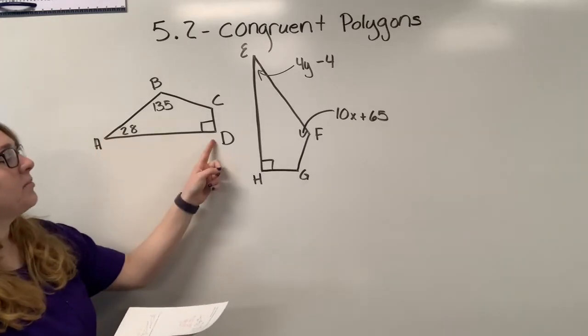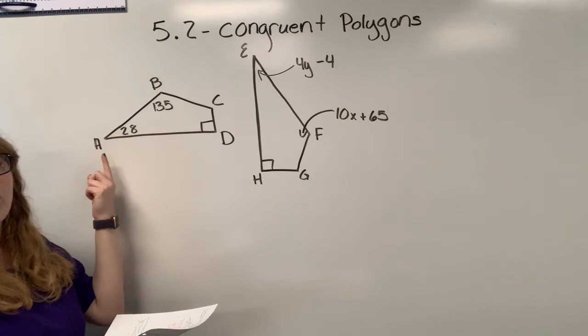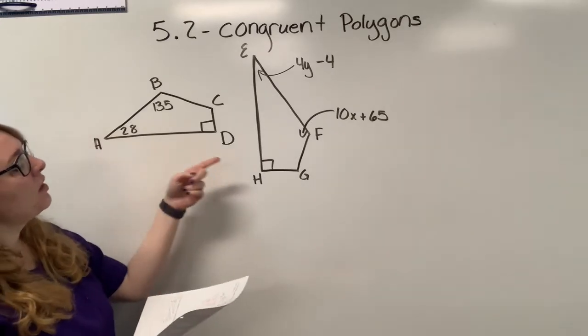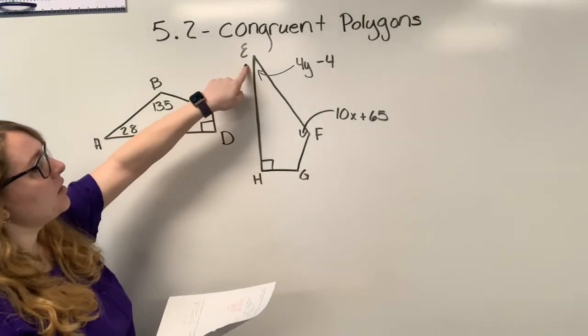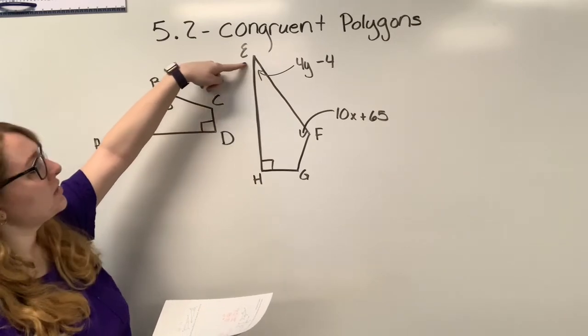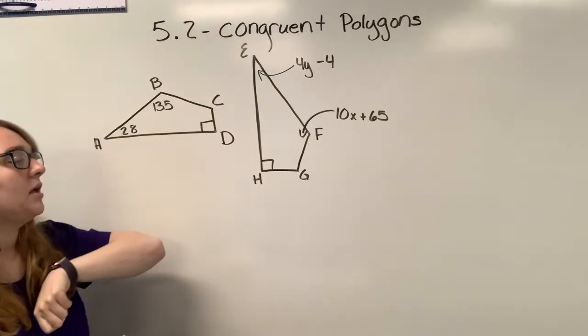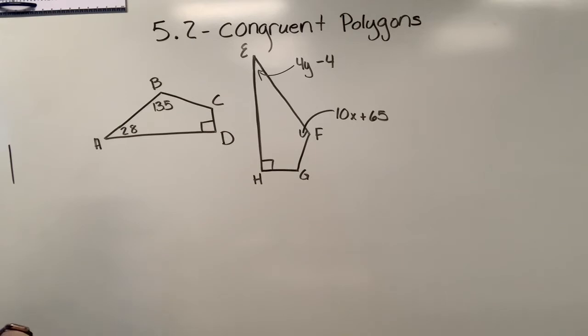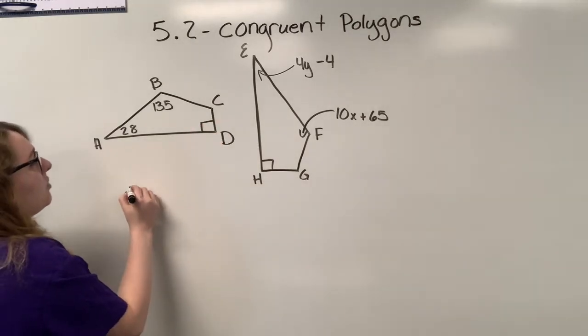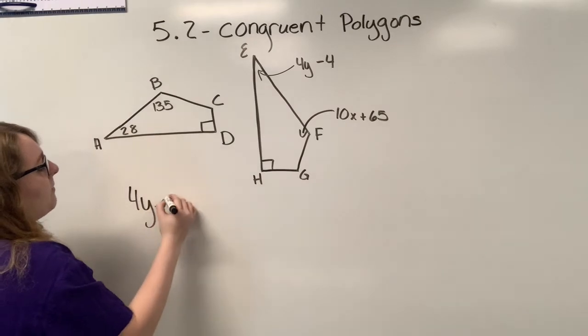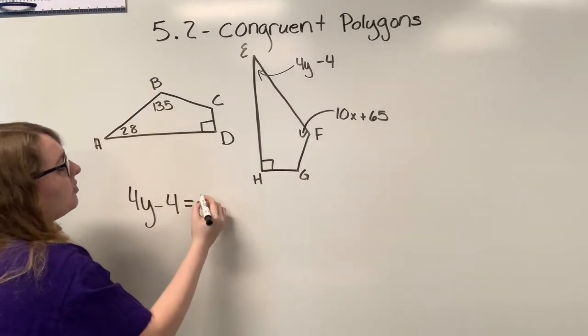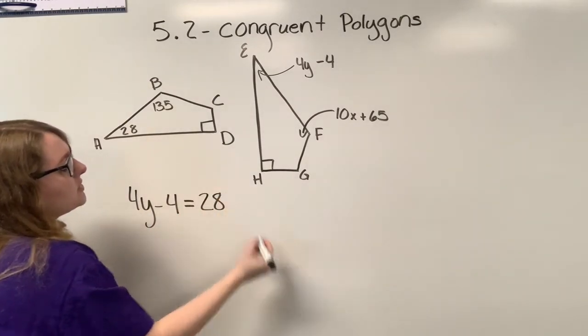It is right over from the right angle, which corresponds to angle E, which is again the pointiest and the smallest angle and right above the right angle. Okay, so we can set up an equation here for our y, which is that angle E is equal to 4y minus 4 and angle A is equal to 28.